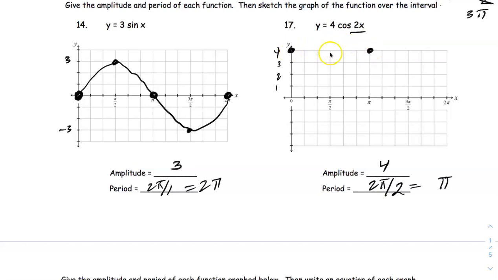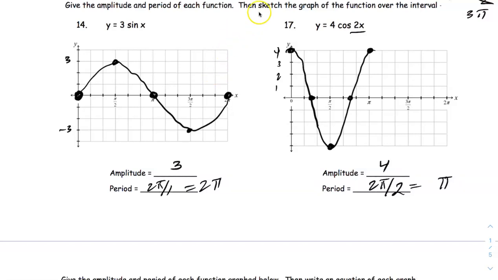Now remember, cosines always start and end at the same spot. Halfway between is the lowest, which would be -4. And then halfway between these two, around here, is where I cross the midline, the principal axis. So this is a cosine function with a period of pi. You can see it's shorter. It repeats every pi instead of every 2 pi. So it's like this.